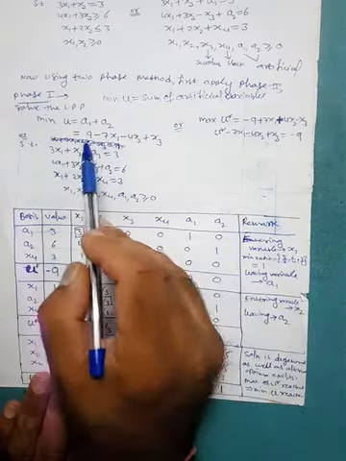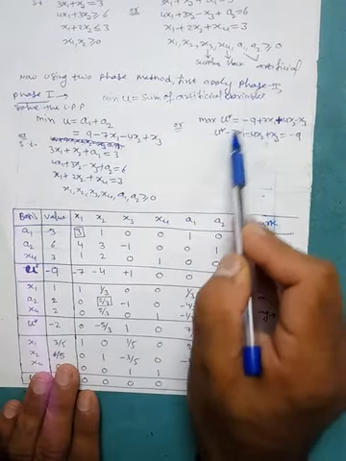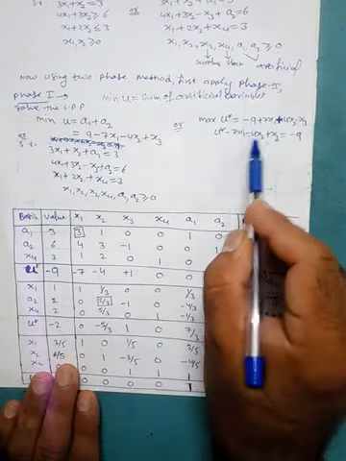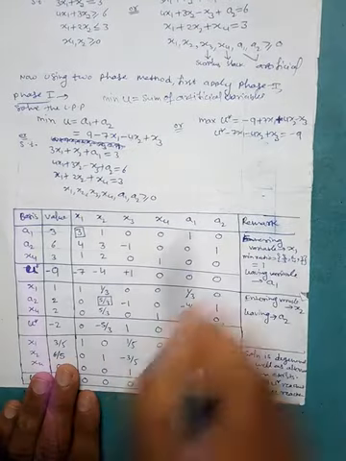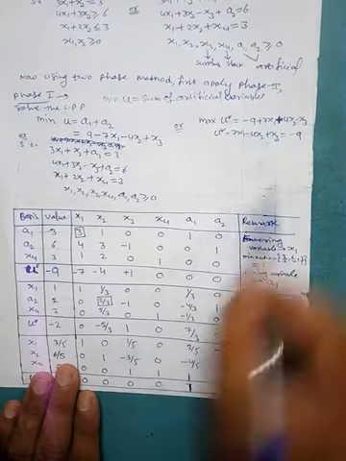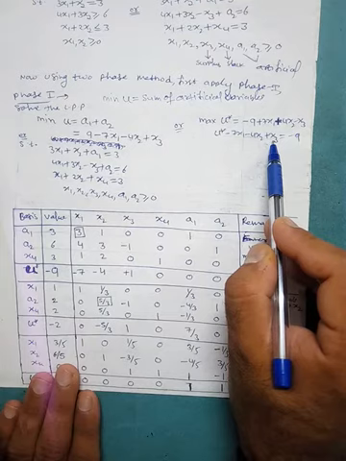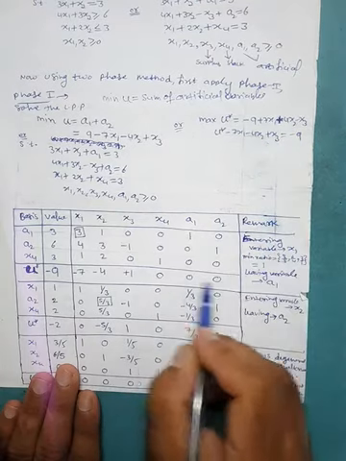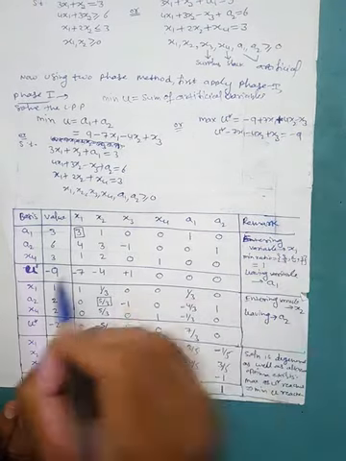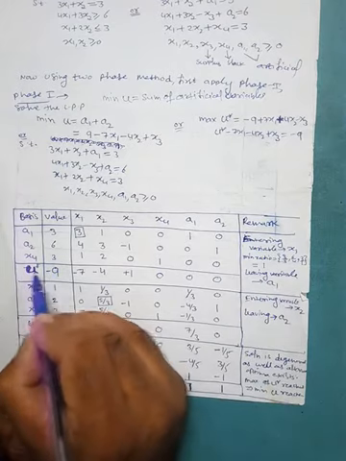Okay, now the objective function: coefficient of x1 is -7, coefficient of x2 is -4, coefficient of x3 is +1, and there is no x4, a1 and a2, so 0, 0, 0. And right hand side is -9. And here we have u star.